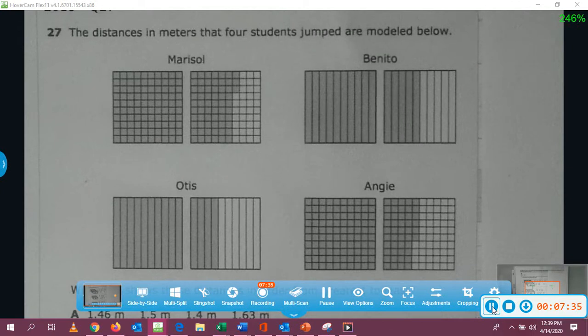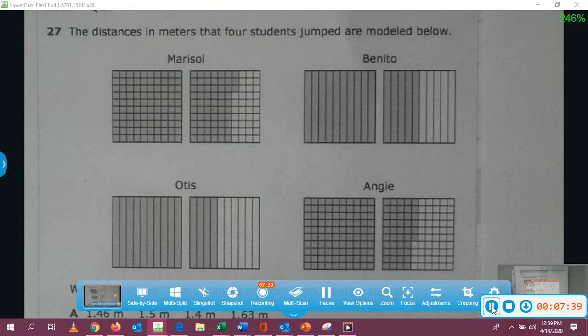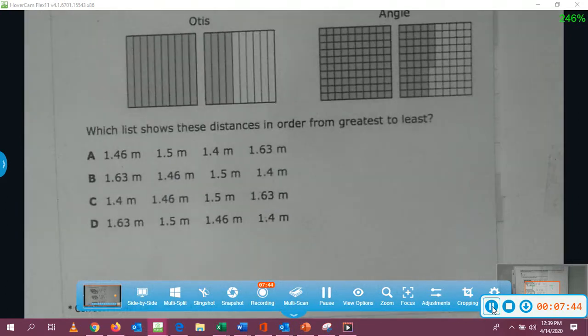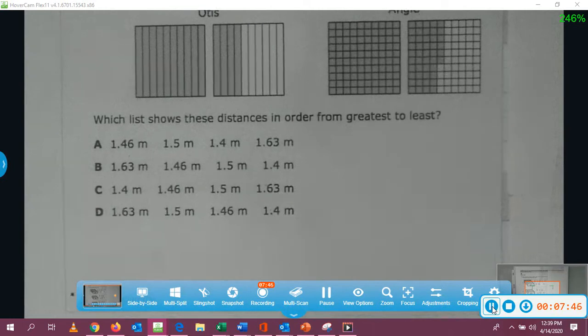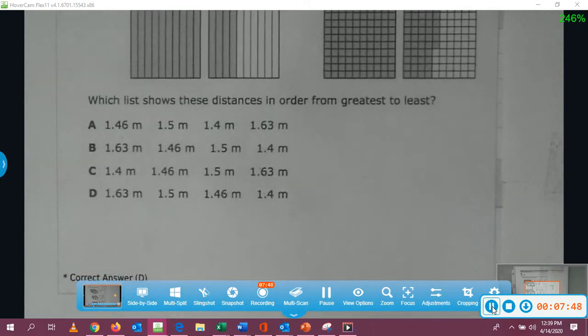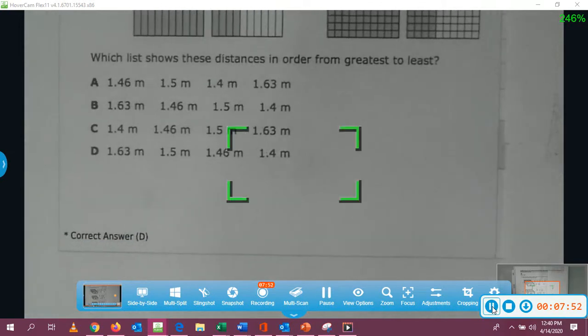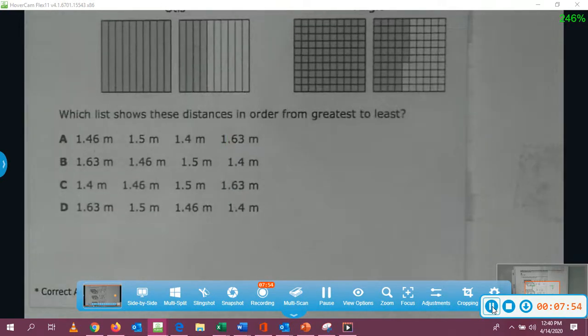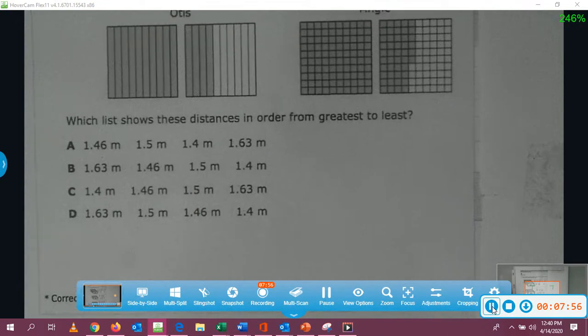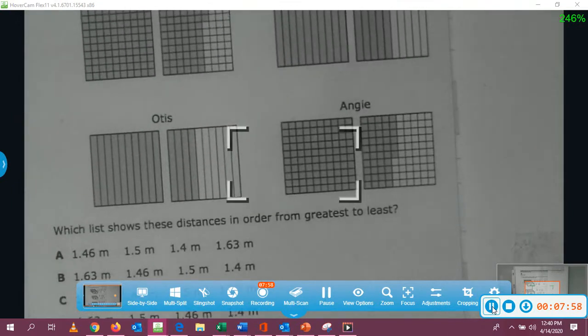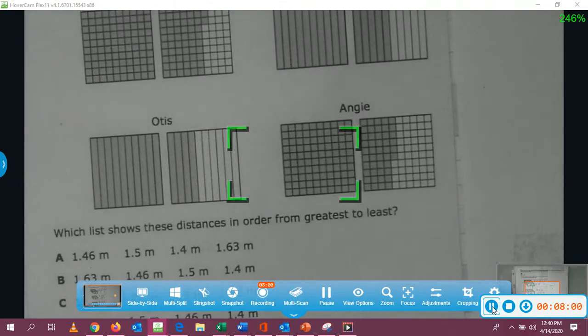First of all, you really don't need to look at the model unless you just really want to look at the model. But you can just look at these numbers and just line them up and then put them in least to greatest. So the first thing I would do will be to line up the answers, the answer choices, and then also start eliminating.